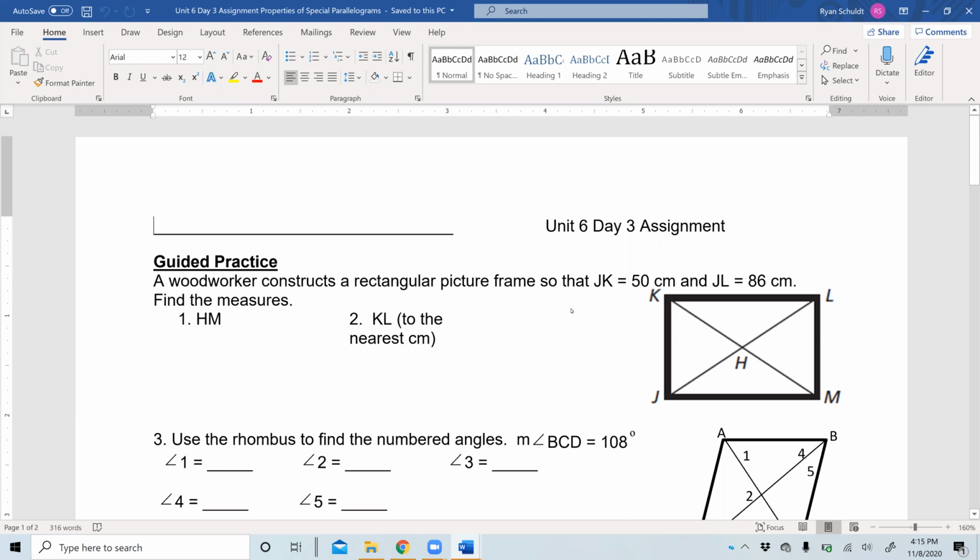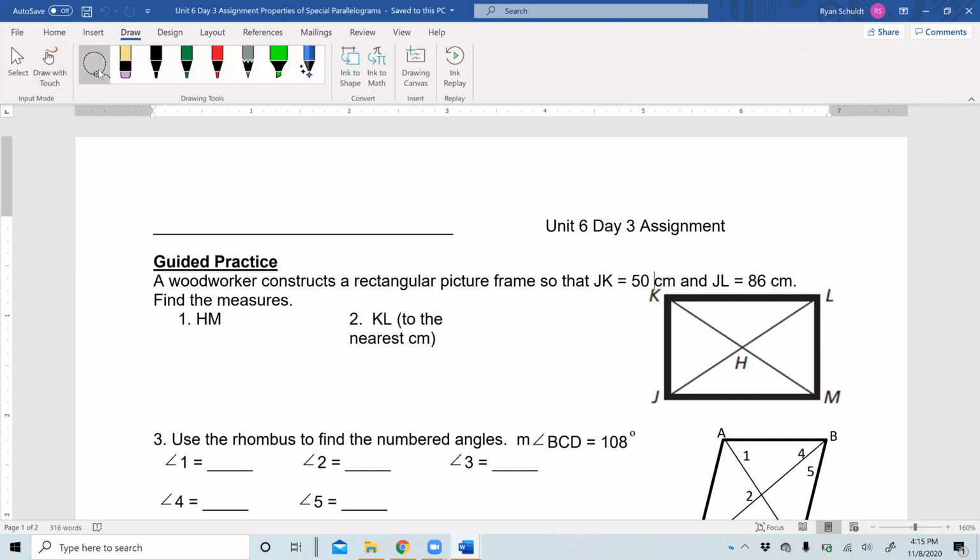So a woodworker constructs a rectangular picture frame so that JK is 50 centimeters. So JK is 50. I can write on here. JK is 50 centimeters. JL, so the diagonal here, is 86 centimeters.